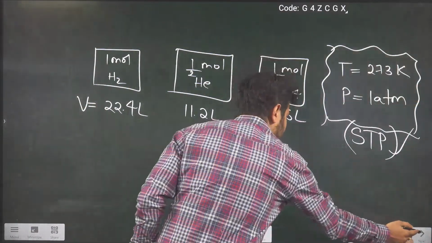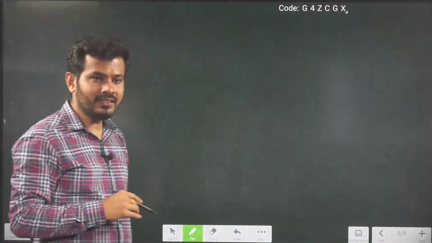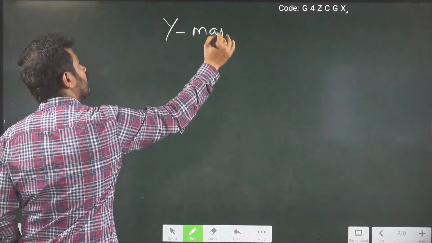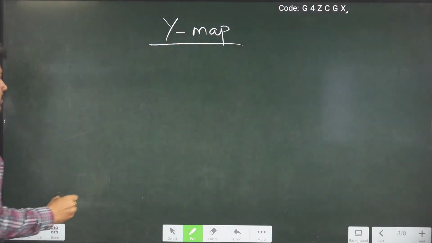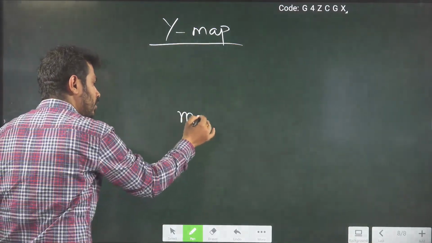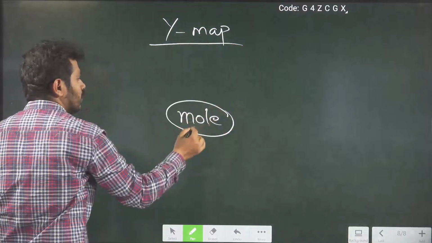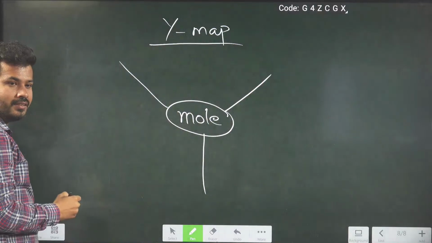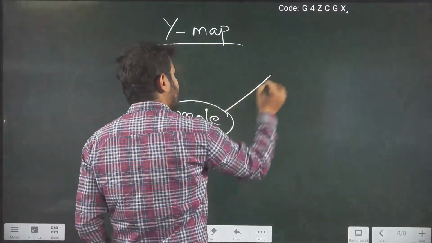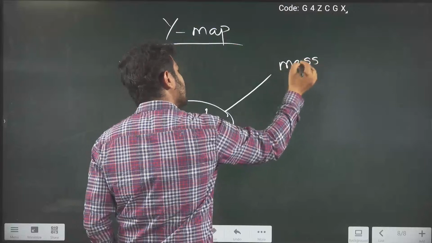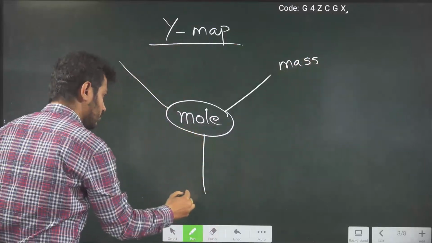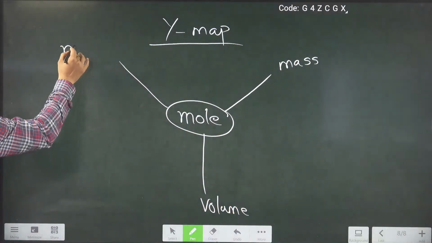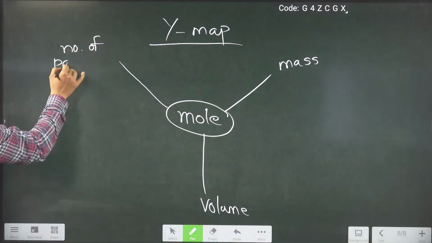Okay, very good. Now let me tell you what is Y map and we will conclude today's class. So you see here, what is Y map? In the center we have number of moles. Number of moles is related to 3 things. What are those? We have moles related to mass, moles related to volume, moles related to number of particles.